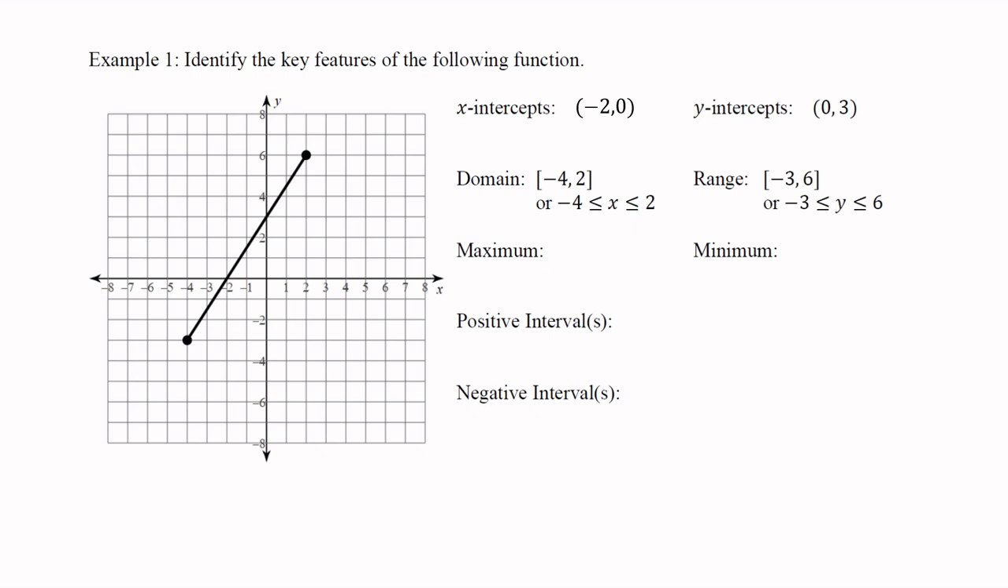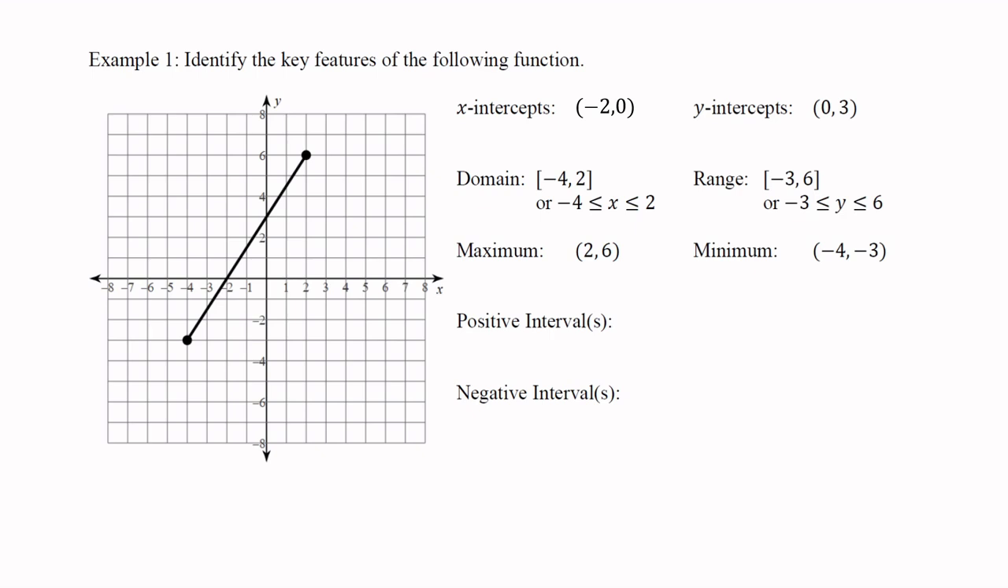Now the maximum is located at a point. The absolute top of the graph, the point that is higher than any other point, is the point 2, 6. And our minimum is located at -4, -3.